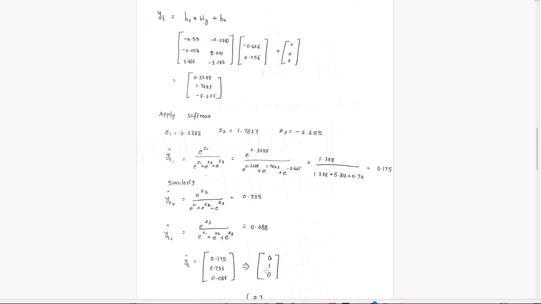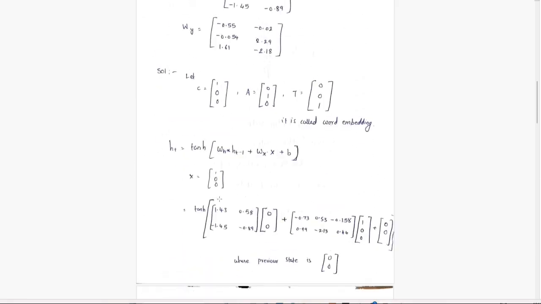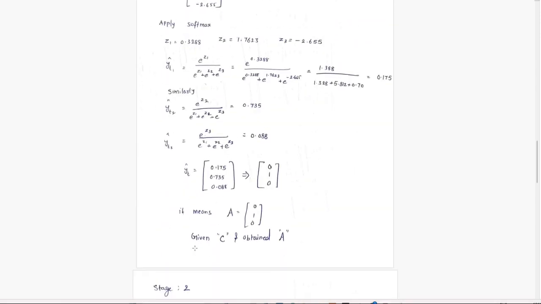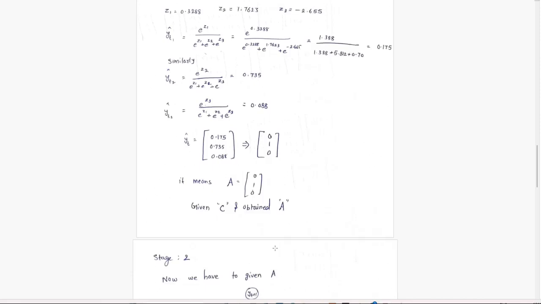Whichever is the majority one, we have to take it as 1, and all the remaining we consider as 0. So here we have obtained 0, 1, 0. See, I have given 1, 0, 0 and I have obtained 0, 1, 0. That means if I am giving C, then A is obtained. So that is the answer: given C and obtained A.